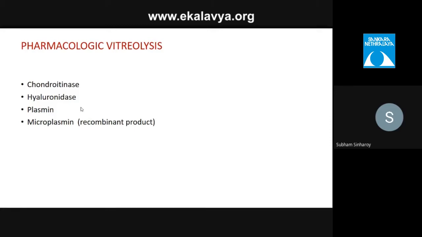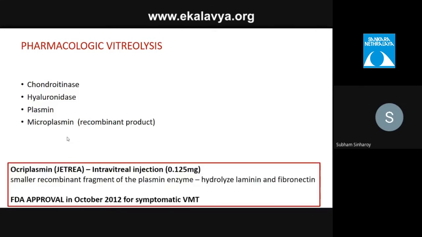So to combat such a problem, they came out with a microplasmin or recombinant product, what you call ocriplasmin, under the name of Jetrea. So it is basically a recombinant product of the plasmin enzyme, and it is given intravitreally maybe 30 minutes before the vitrectomy in a dose of 0.125 milligram. Basically, how it acts is it hydrolyzes adhesive glycoproteins like laminin and fibronectin, and by hydrolyzing them, it weakens the vitreoretinal adhesion, causing a dehiscence and inducing the PVD in eyes.